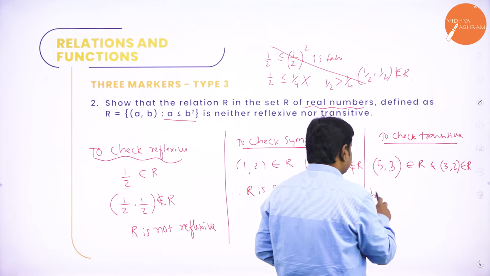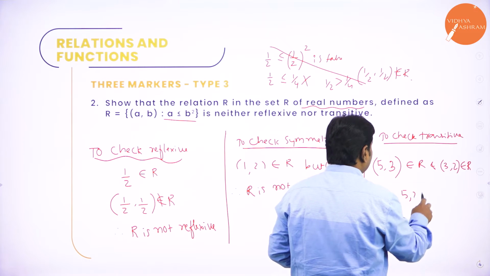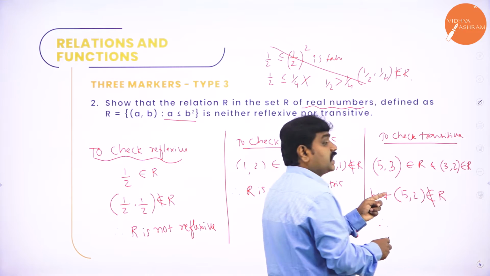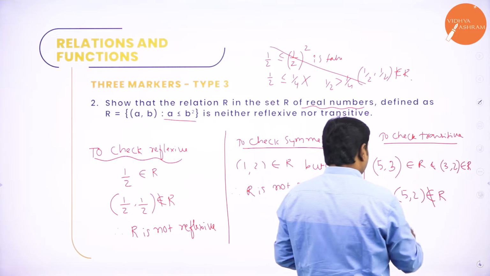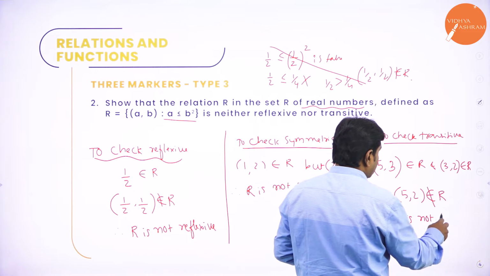But first and last: first is 5, last is 2. 5, 2 does not belong to R, because 5 less than 2 square becomes 5 less than 4. Is 5 less than 4? No. So therefore R is not transitive.